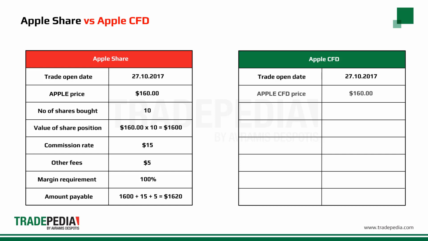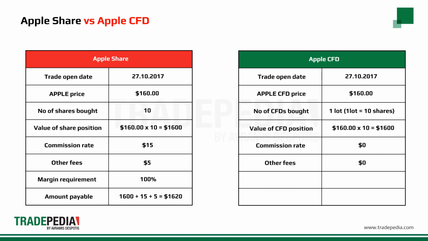We also bought on the 27th of October one lot of the Apple CFD, where one lot equals 10 shares. So in order to buy 10 shares, we need to buy one lot at $160. The value of our position equals again 10 times 160 equals $1,600, same as its share equivalent. With a commission rate of $0 and no other fees, we would be charged nothing. CFDs also provide leverage. In this example, the margin requirement is 5%. So, in this case, the total amount payable is $1,600 times 5%, which equals $80.